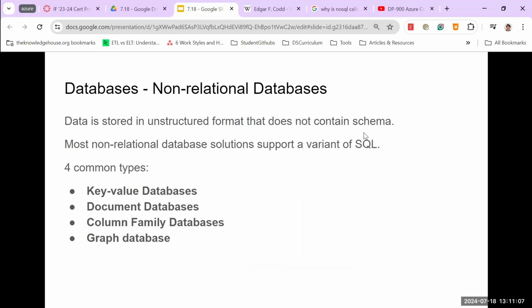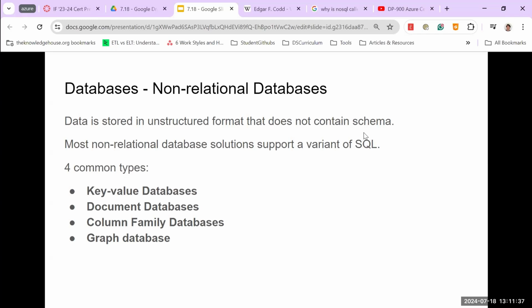Now, I'm sure there are more types of non-relational data, and that just basically means non-table data. But essentially what it could signify, especially in the context of Azure and Cosmos DB, is non-relational data, which includes key value databases, document databases, column family databases, and finally, graph databases.